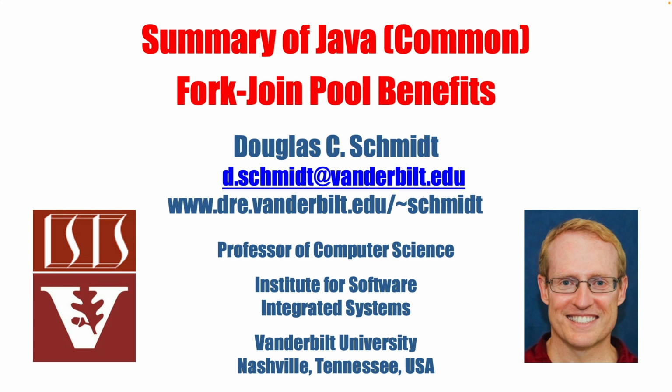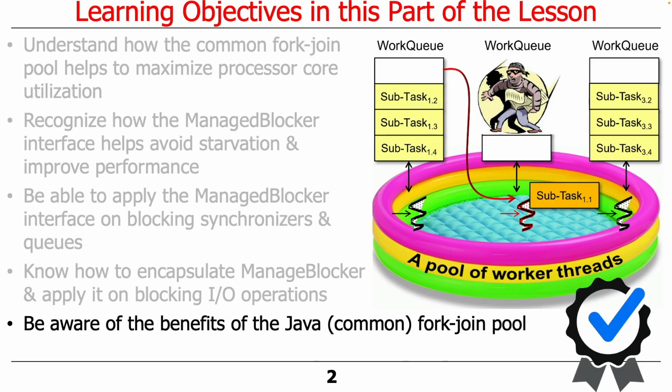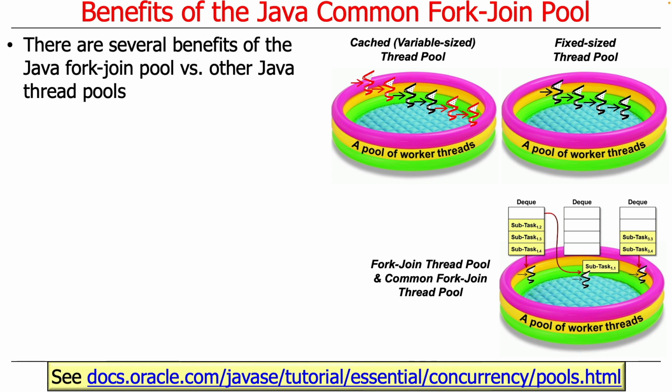So let's wrap up this discussion of the fork join pool and the common fork join pool by summarizing some of the benefits that come from using it. There are several benefits of using a fork join pool relative to other Java thread pools that come out of the box. Now, we haven't talked a lot about these other pools. They're covered in a different class, but just to summarize them very quickly, there's a fixed size thread pool where you say, I want to have 10 threads or 8 threads or however many threads, and that's what you got.